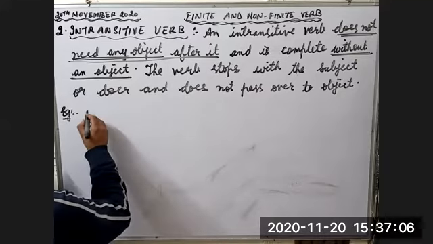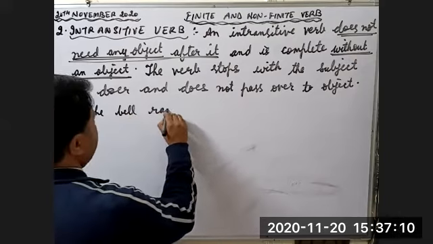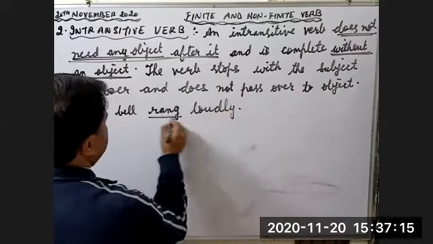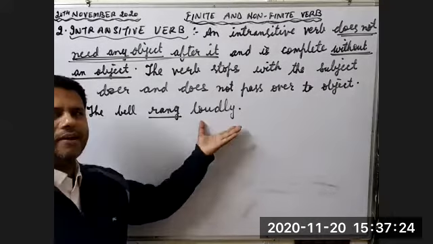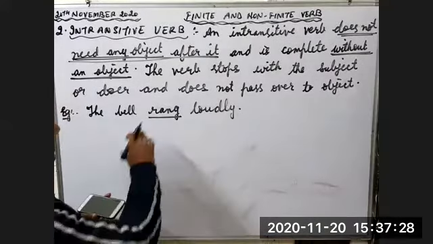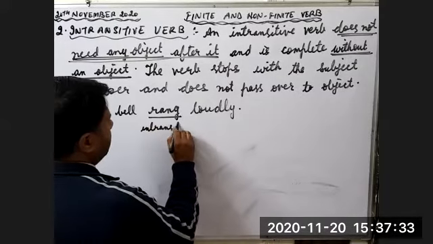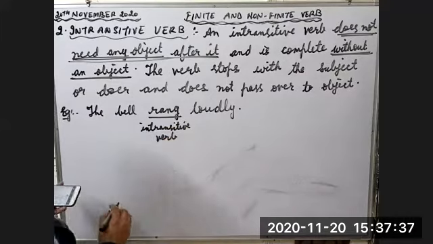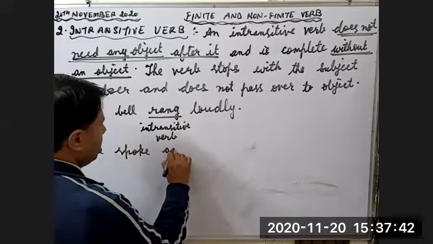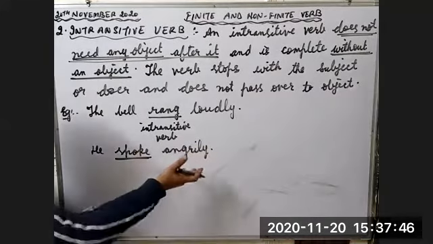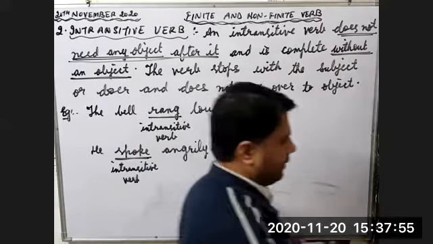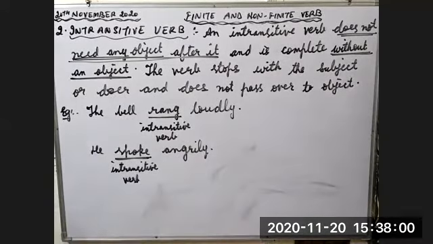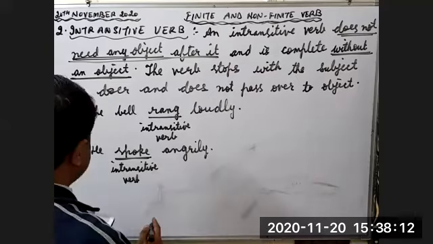Let's discuss the examples now. The bell rang loudly. Now see, the bell is there, it rang loudly. Loudly is a complement here. No object is there. So what is rang here? Rang is an intransitive verb. Second example, he spoke angrily. No object is there after this. What is spoke? Intransitive verb. Now third example, the sun rises.